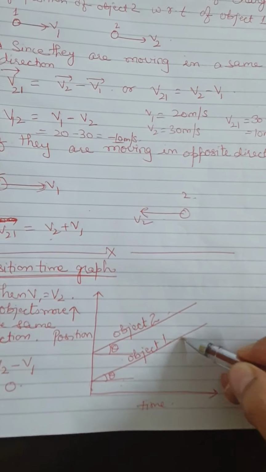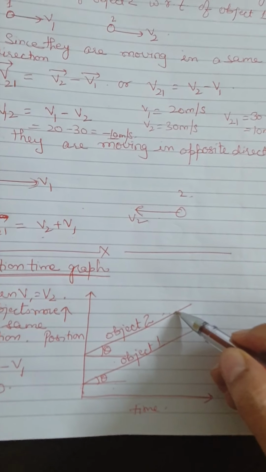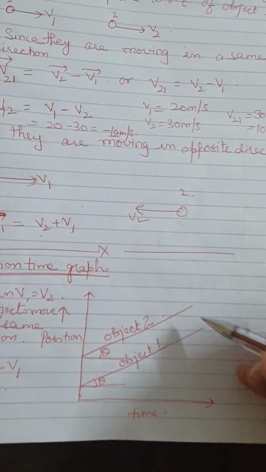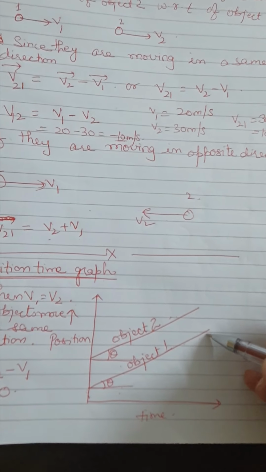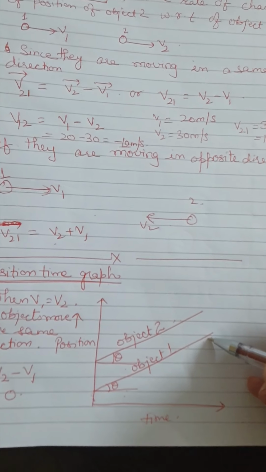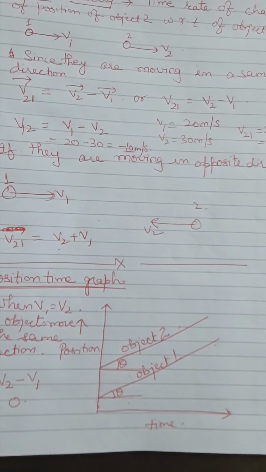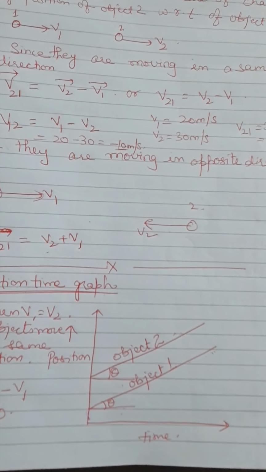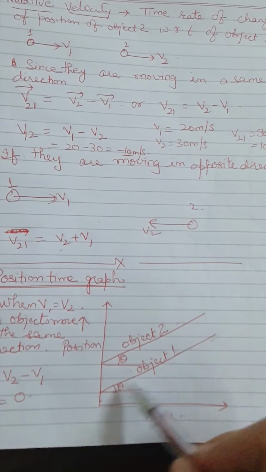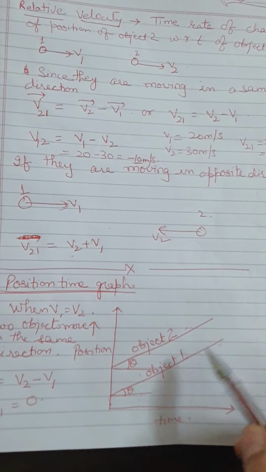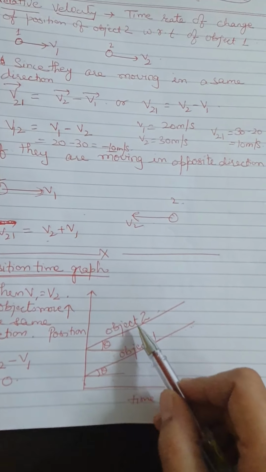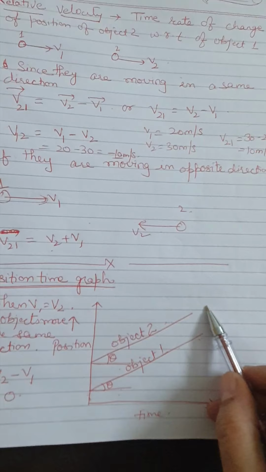Therefore both the objects have the same slope. If both the objects have the same slope, both have the same velocity. If both have the same velocity, then relative velocity is equal to 0. Means if both the objects have the same velocity, then the position time graph is two parallel lines. Position time graph for object 1 is parallel to the position time graph of object 2.